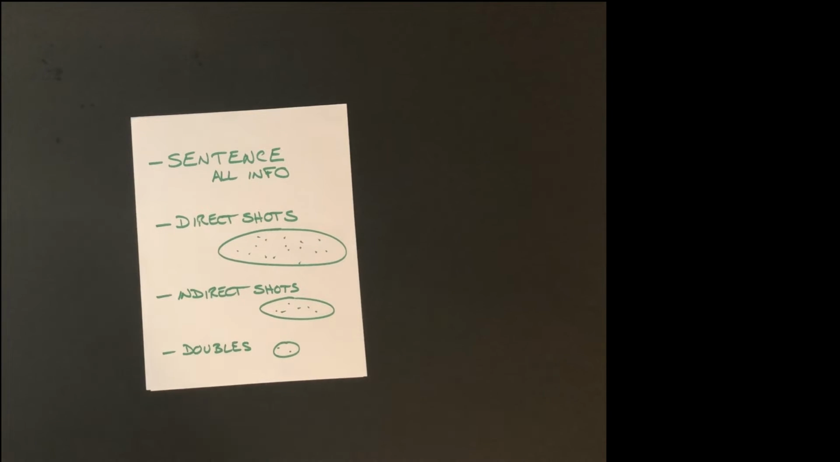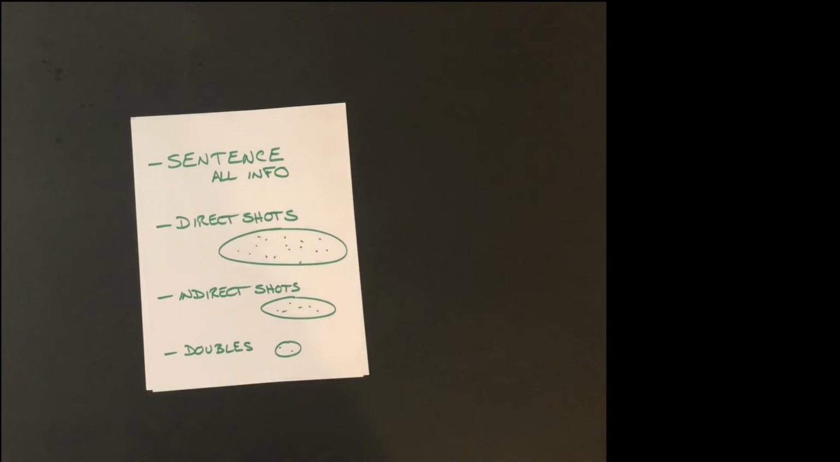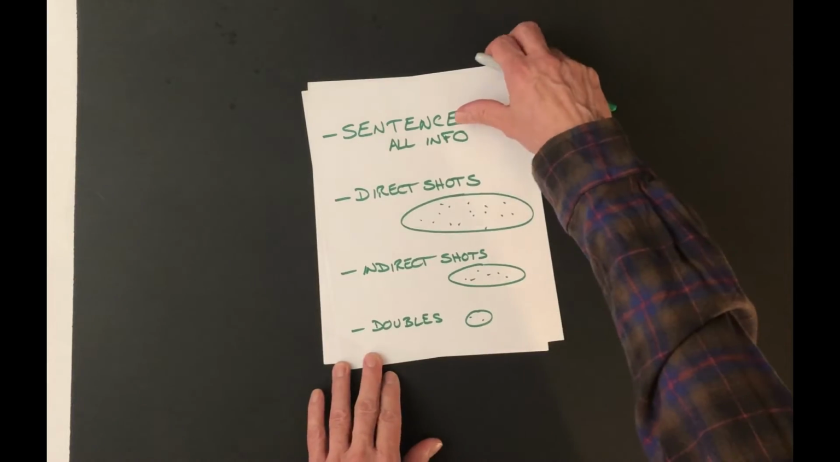Now in this video, we're going to just be looking at the direct shots. We're going to add in the indirect shots and the doubles in the next video in part 2. And the way I like to visualize these direct shots is with my chart.